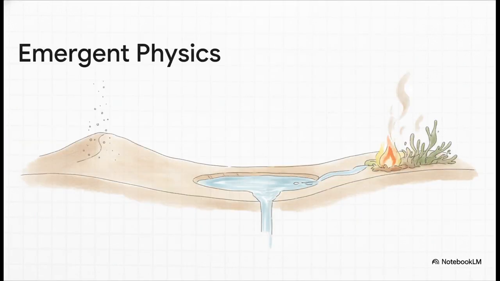And this is what you get. Out of those simple rules, you get a world that behaves in these predictable yet beautiful and complex ways. Sand piles up, it forms dunes. Water finds its level, it flows downhill. Fire actually consumes fuel and spreads realistically. None of this is explicitly programmed behavior. It's emergent physics. And it creates this constantly shifting, unpredictable landscape for our creatures to live in.